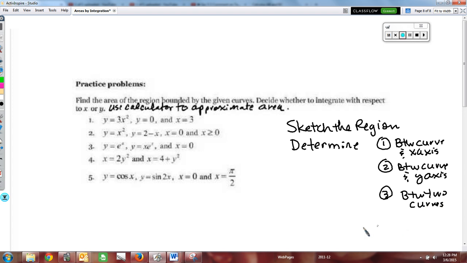And then I basically just want you to write an integral representing the area. Now, we'll leave the actually doing the area and finding the value for another day. I think if you can just get them set up, that would be great.